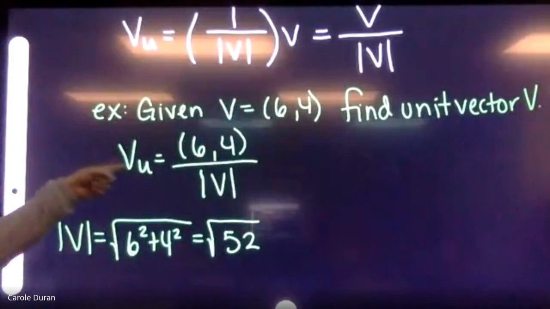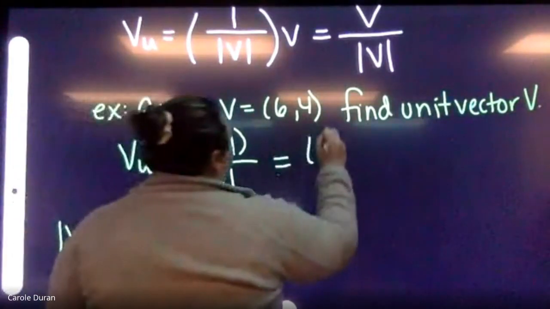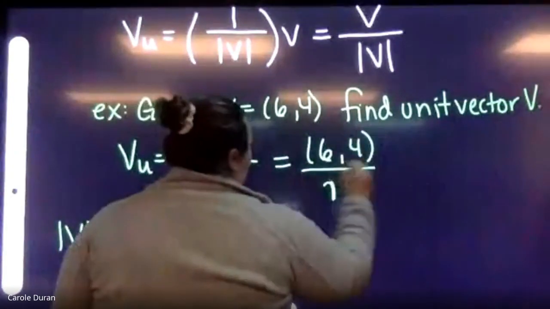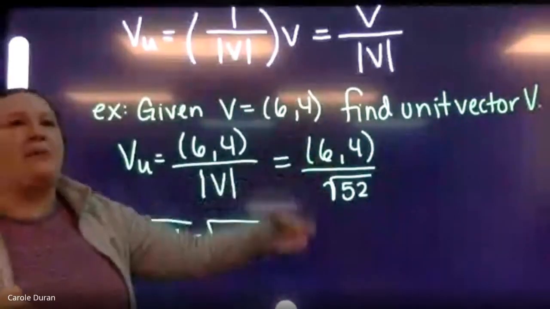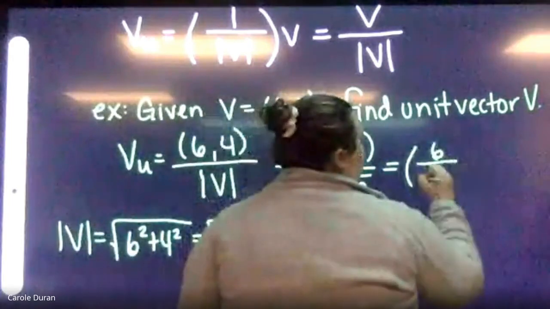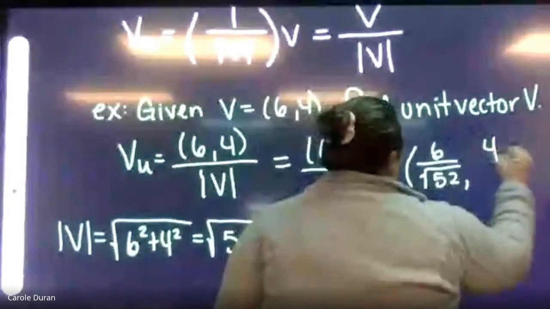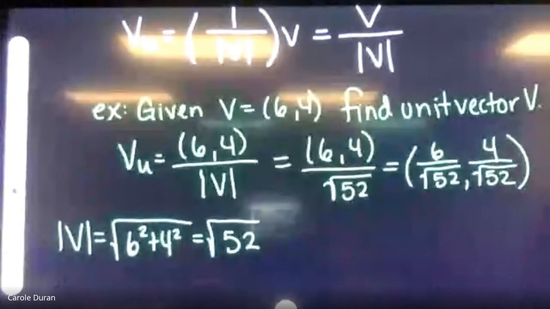So now I go back to my unit vector example. That means my unit vector is the vector <6, 4> over the square root of 52, which means I take each of these coordinates and put it over the square root of 52, and that becomes my new vector. So this is equal to <6 over the square root of 52, 4 over the square root of 52>. That would be my unit vector. That's your answer. Does that make sense?